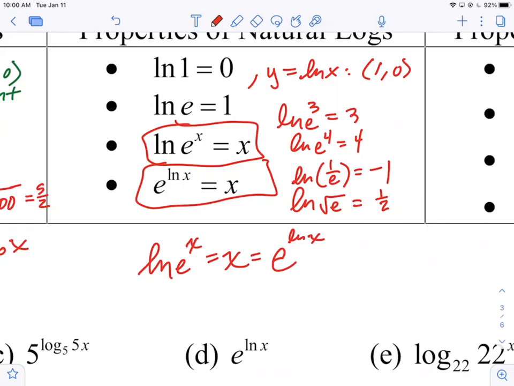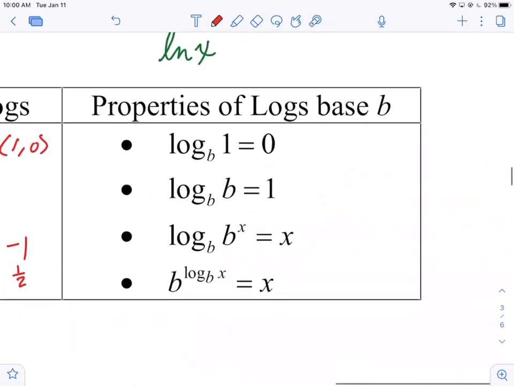Now we'll generalize the same thing for any legal base. Remember, the legal bases are between 0 and 1 and greater than 1. If it's between 0 and 1, it's decay. If it's greater than 1, it's growth. So for any legal base, what is log base b of 1? It's always 0, because b to the 0 for any number in that interval is always 1, right? Any number to the 0 power except 0 is 1.